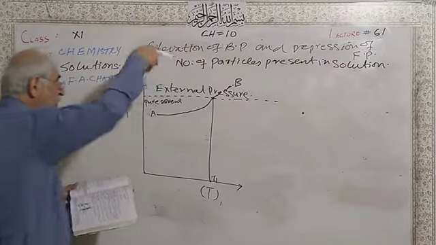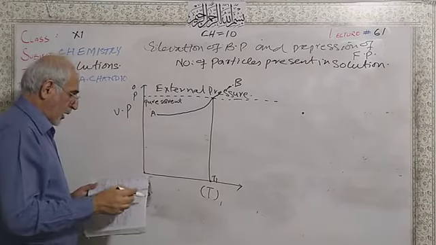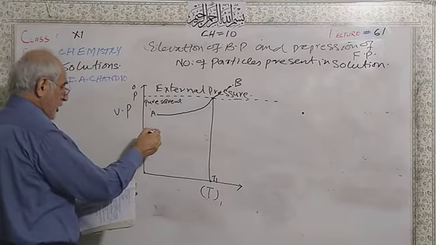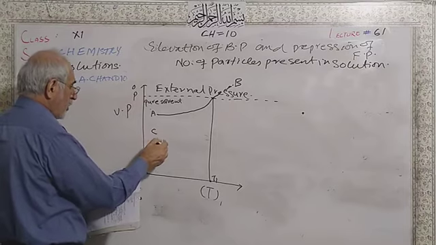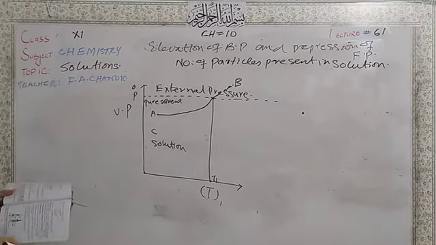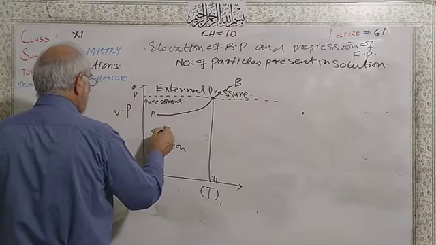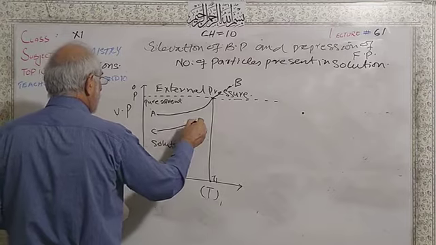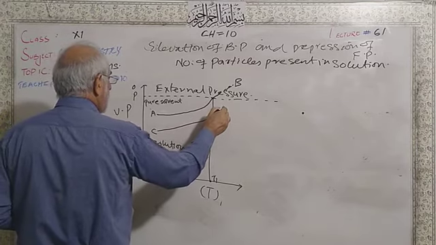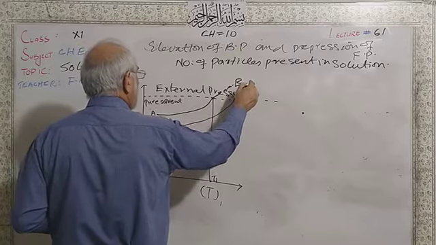So now when you put the solute in, the vapor pressure of the solution is going to be decreased. When I increase the temperature, the vapor pressure is going to increase, and here are the equalization points.